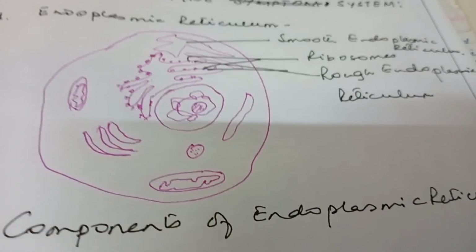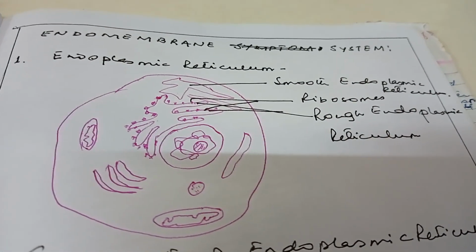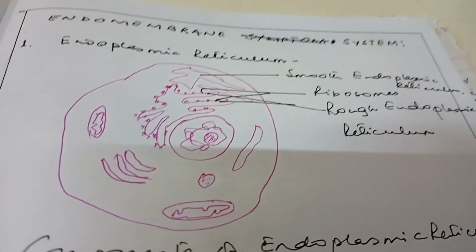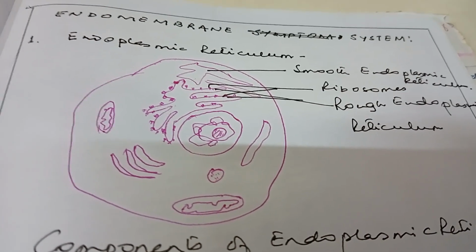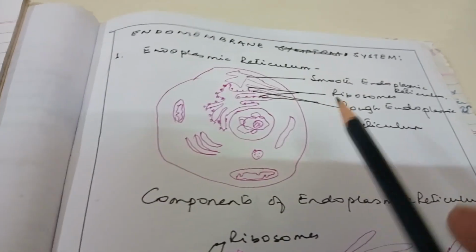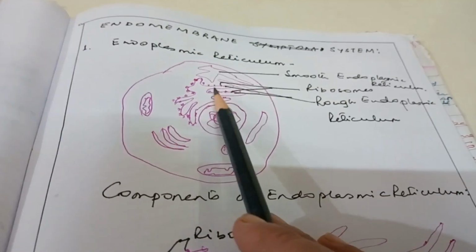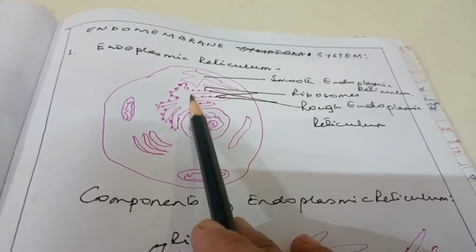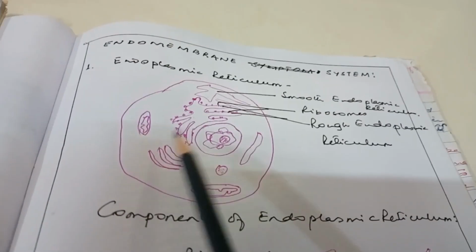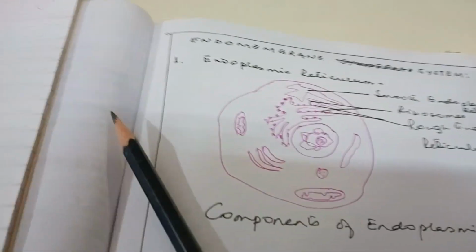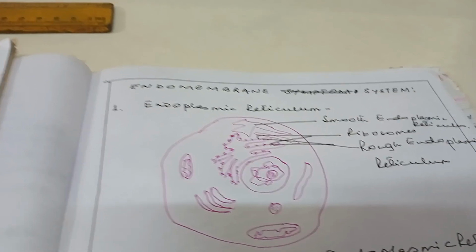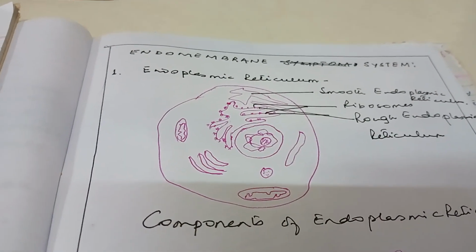The second type is the rough endoplasmic reticulum. It is studded with ribosomes. It occurs in all cells which are actively involved in protein synthesis. We know that the function of ribosomes is protein synthesis, and if they are studded on the endoplasmic reticulum, that means obviously protein synthesis is very high there.